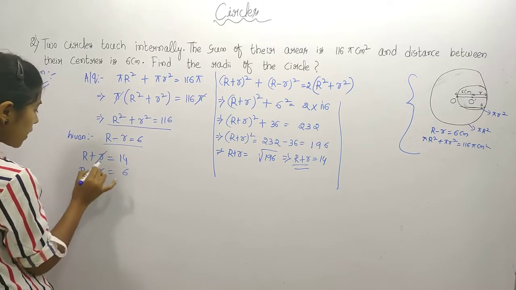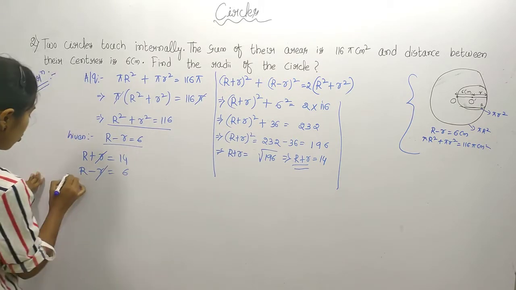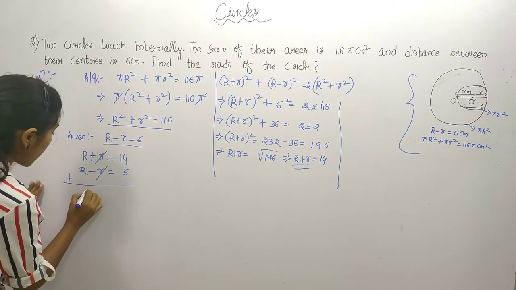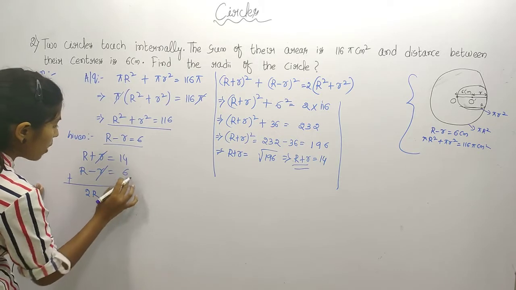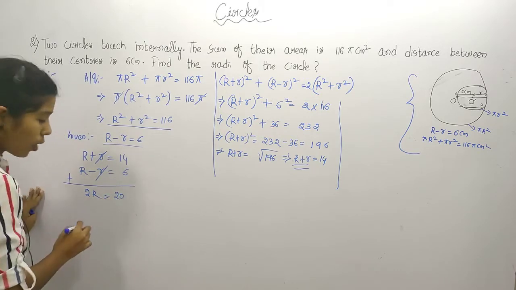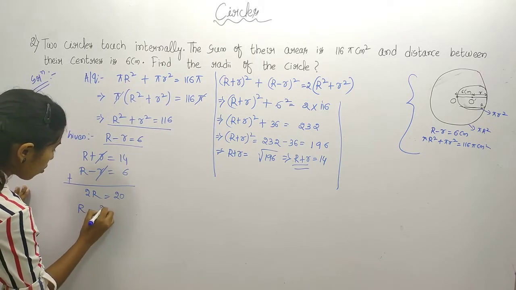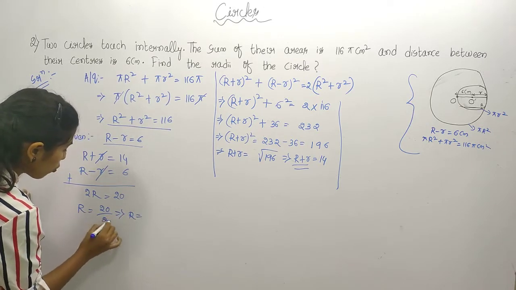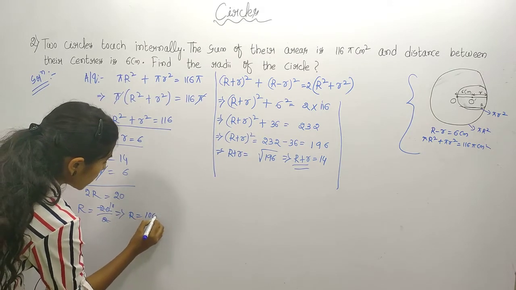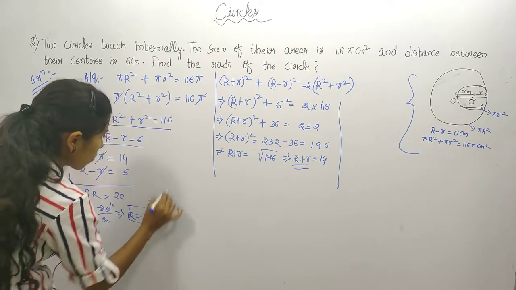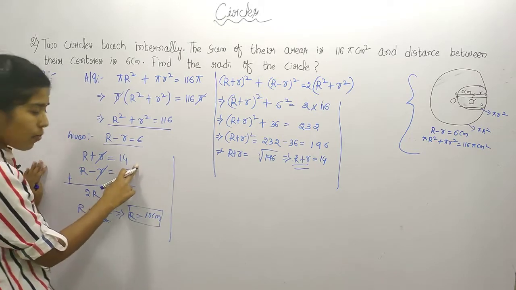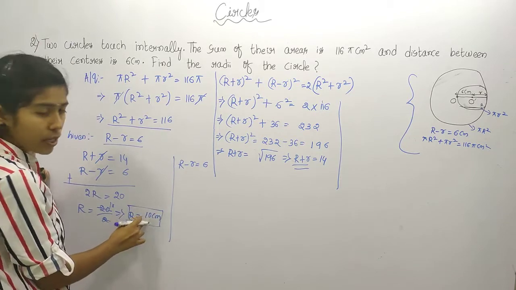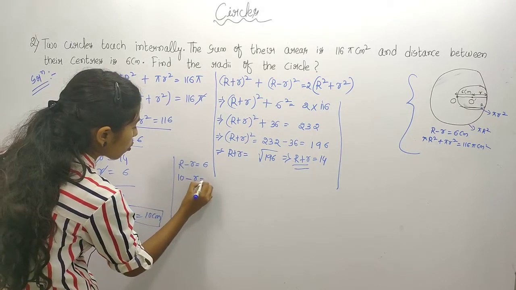Okay. So plus r and minus r will cancel each other. So we have to add the equations. So capital R plus capital R is 2R equals 14 plus 6, which is 20. Okay. So capital R equals 20 divided by 2. So that implies capital R equals 10 cm. Okay. Now you can take any one equation, take R minus r equals 6. So capital R value is 10. 10 minus r equals 6.